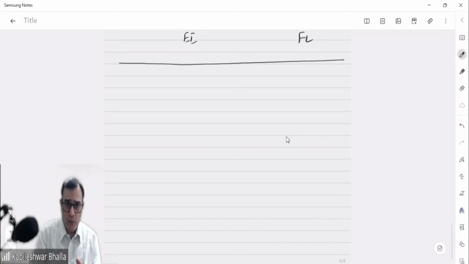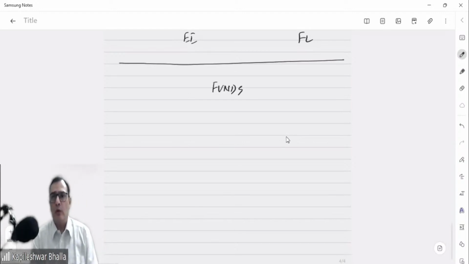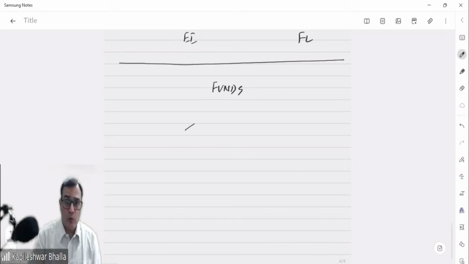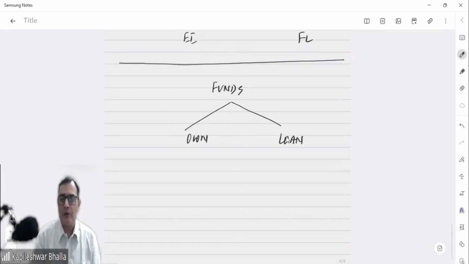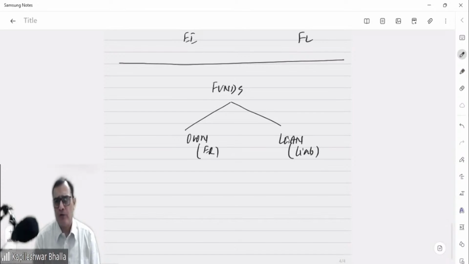I remember that when we started learning accounting as a subject, we were taught that there are two kinds of funds. One is called own funds and one is called loan funds. What we technically know today is that an own fund is equity and a loan fund is a liability, what we're now calling a financial liability. So there are two kinds of funds deployed by a company: own funds, which is equity, and loan funds, which is a liability.